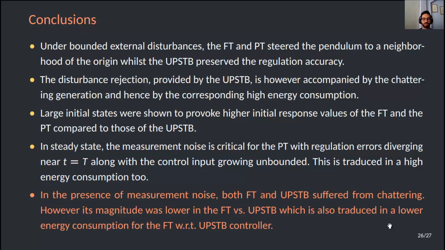In the presence of measurement noise, both FT and UPSTB suffered from chattering. However, its magnitude was lower in the FT versus the UPSTB, which also translates into a lower energy consumption for the FT with respect to the UPSTB controller.